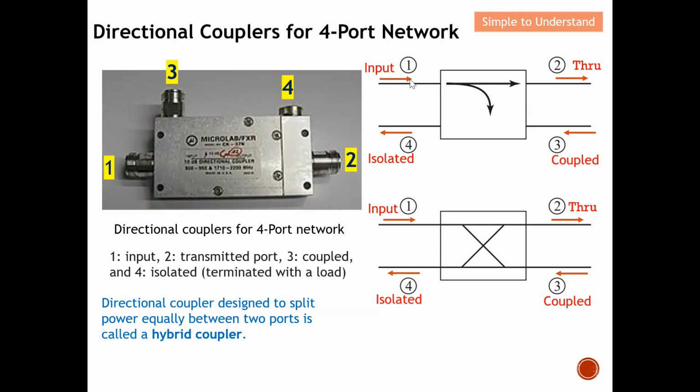Basically, this is what is meant by the transmit or through port here. So most of the power technically will be transmitted from port 1 to port 2. Some will be coupled over to port 3. None is supposed to reach port number 4 here. So basically this diagram illustrates the directional coupler as a 4-port network.